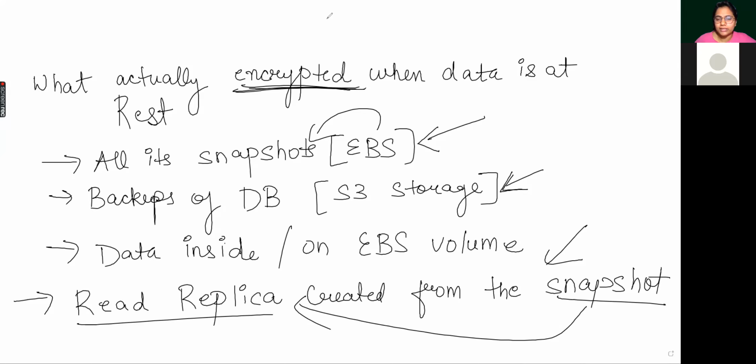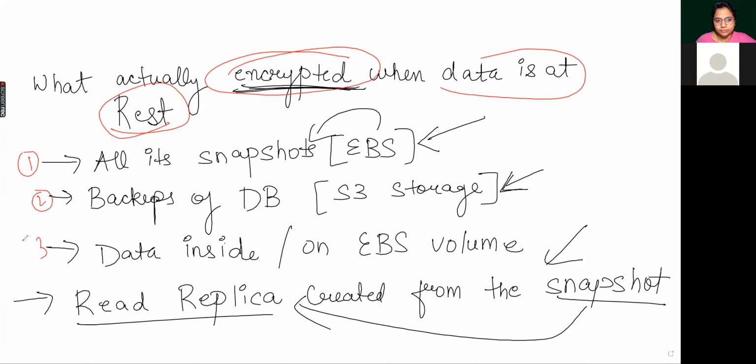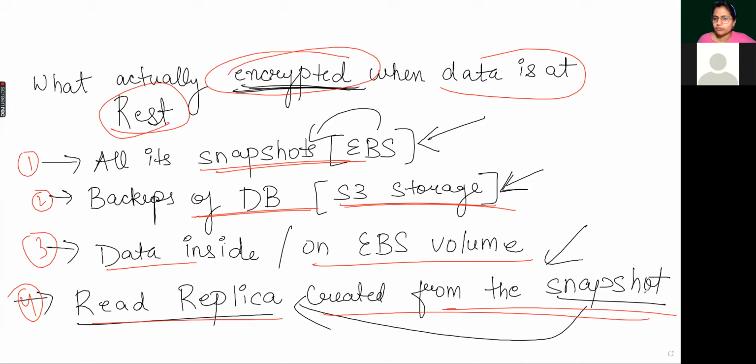So there is a question in our exam. They will ask that when you encrypt the data set at rest, what all things get encrypted. You can say only these four things get encrypted, nothing else. They can ask you multiple questions on this. All the snapshots will be encrypted first of all. Then the backup of the database that is stored in S3 storage, data on EBS volume, and read replicas that are created from snapshots will be encrypted.